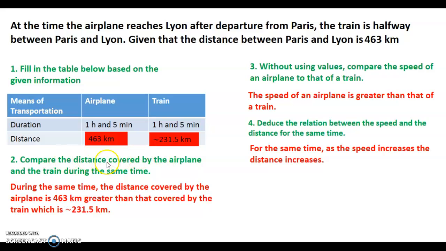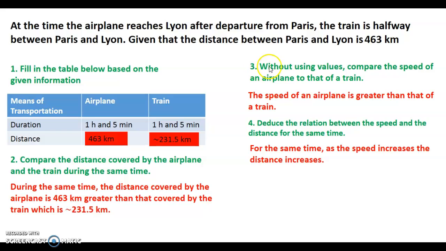Compare the distance covered by the airplane and the train during the same time. During the same time, the distance covered by the airplane is 463 kilometers, greater than that covered by the train, which is approximately 231.5 kilometers. So whenever you are asked to compare, you have to mention values and use comparative adjectives.